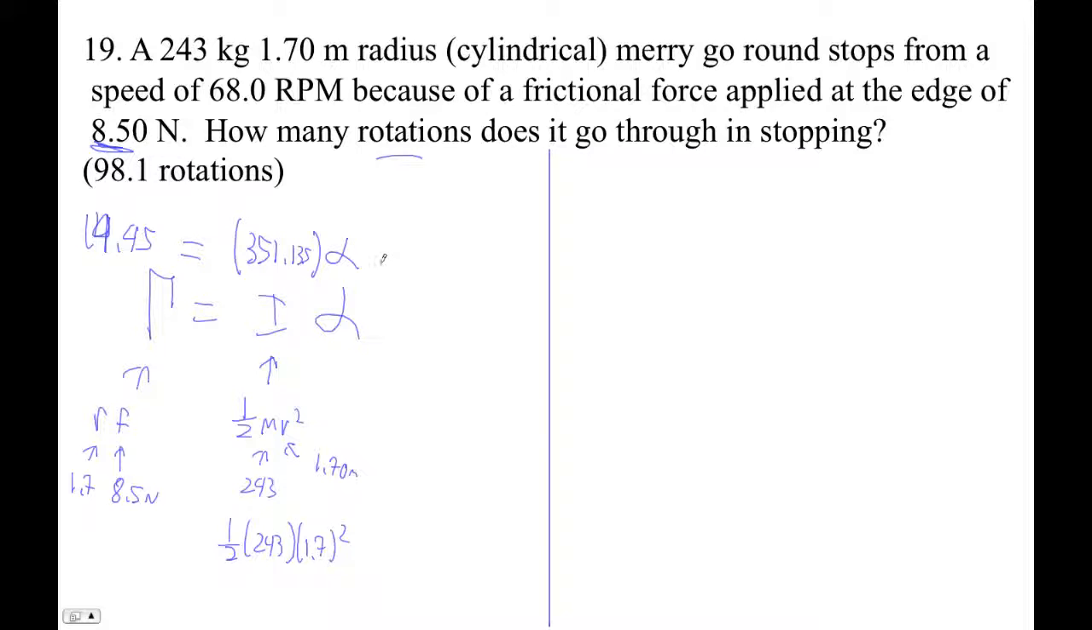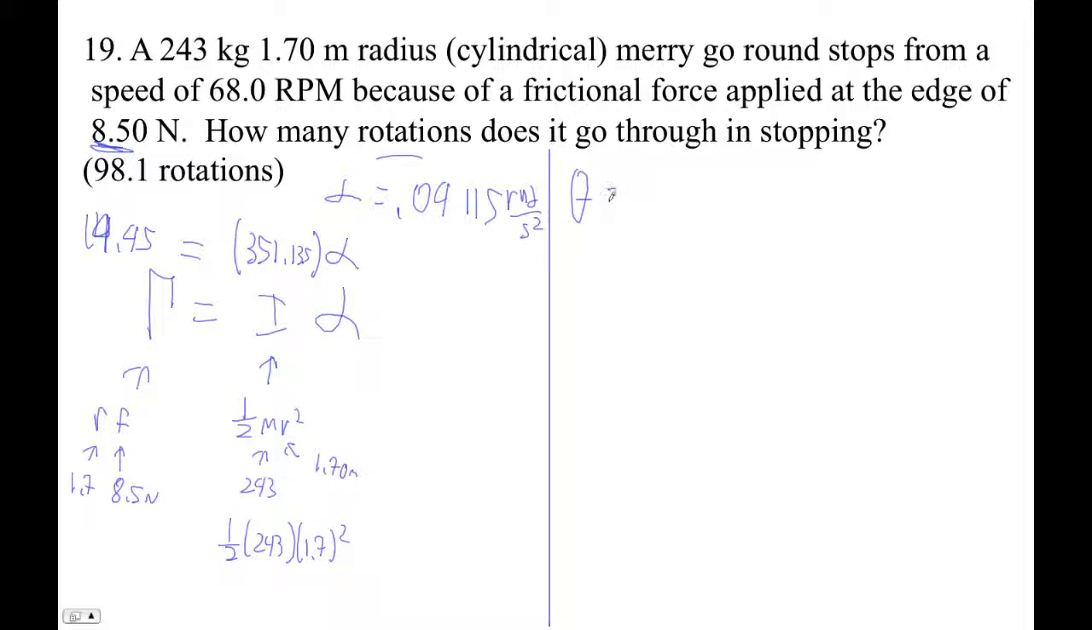You guys ready for this? This is pretty exciting. So that number that I just got, 14.45, divided by that honking number there. It's not going to be a huge acceleration, is it? Okay, so alpha is 0.04115 radians per second squared. So now we're set. Now we can figure out the rotations it goes through.